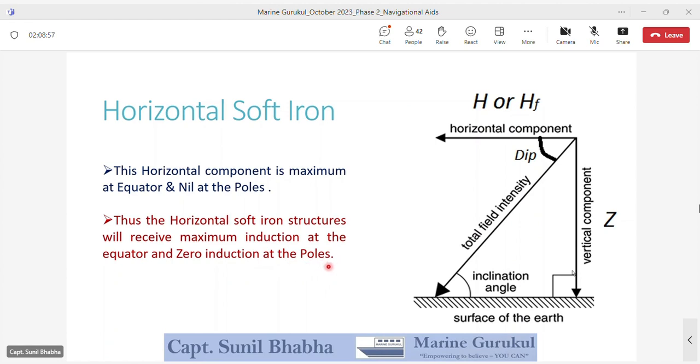So if we have a ship at the equator, it will have maximum induction generated in the horizontal structures. If the same ship goes to the poles, those horizontal structures will lose their entire magnetism, because the H or HF component of the Earth's magnetic field has vanished at the pole.